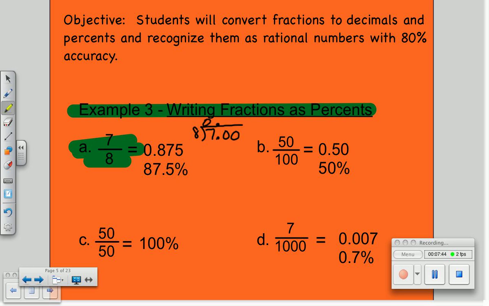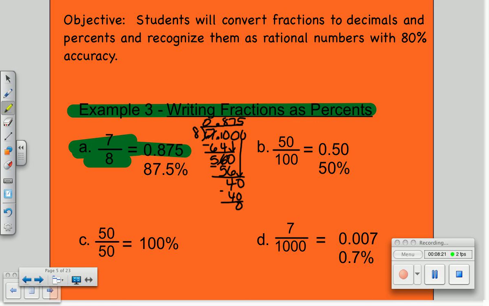8 does not go into 7. 8 goes into 70 8 times. 8 times 8 is 64. 10 minus 4 is 6. 6 minus 6 is 0. Bring down the 0. 8 goes into 60 7 times. 8 times 7 is 56. Subtract. Make another 0. Bring it down. 8 goes into 40 5 times. 8 times 5 is 40. And now we have our answer, 875 thousandths.